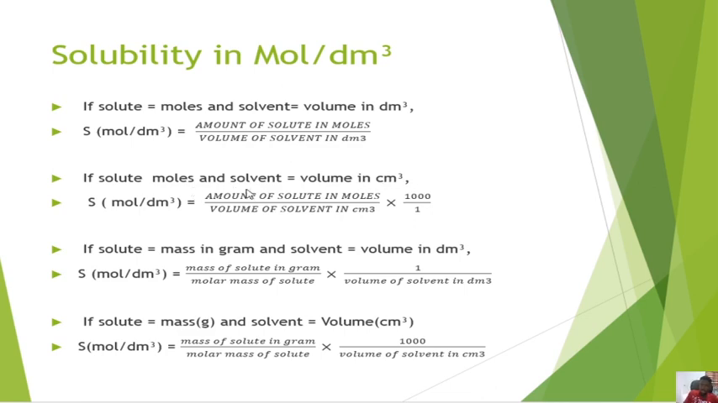Solvent in moles, solvent in cm cube, solute in moles. Then we go to the next formula. If the solute is in mass in gram and the solvent is in volume in dm cube, how then do we resolve this? The formula is mass of solute in gram all over molar mass of solute multiplied by 1 over volume of solvent in dm cube. Now, remember, all these formulas are still to solve for mole per dm cube. So let's get to it.